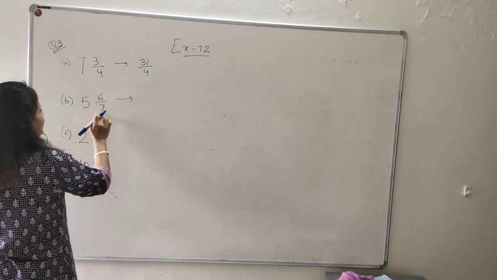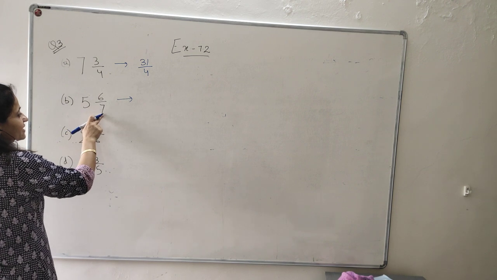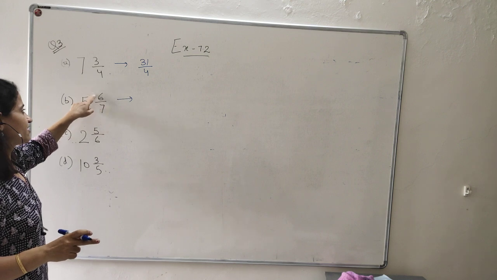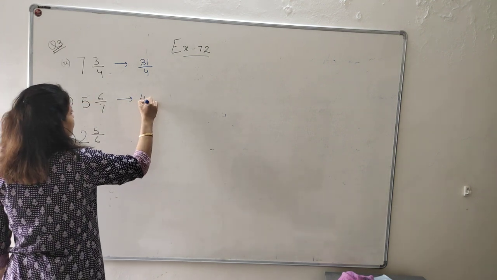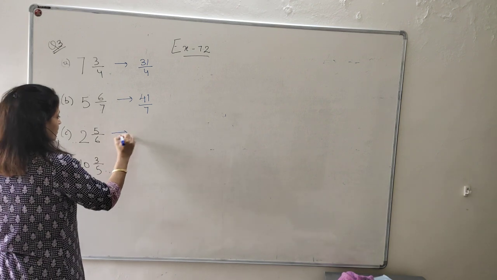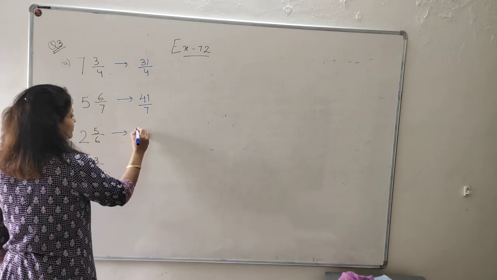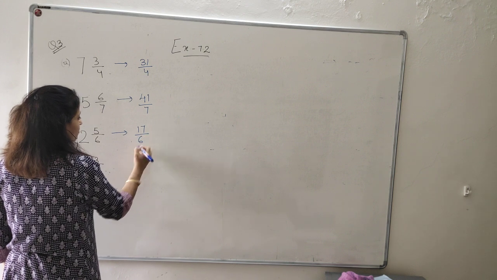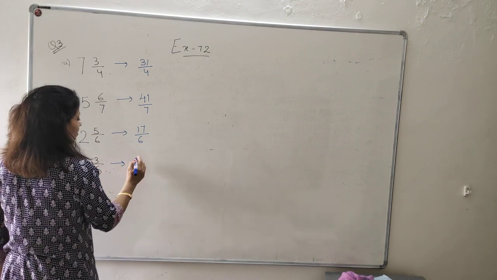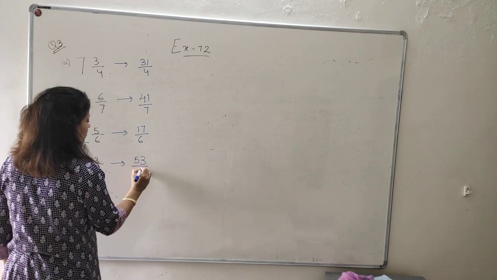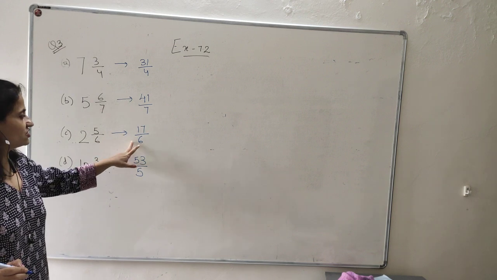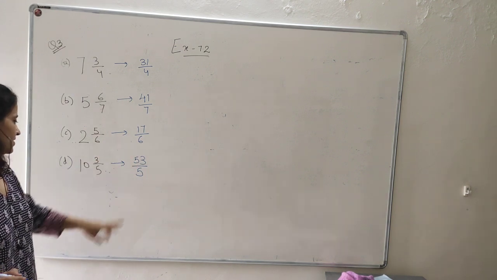Here, 5 sevens are, multiply the whole number and the denominator. 5 sevens are 35. 35 plus 6, 41. So the answer is 41 upon 7. 2 sixes are 12. 12 plus 5, 17 upon 6. 10 fives are 50. 50 plus 3, 53 upon 5. You will repeat the denominator. Whatever the denominator is in the question, the answer will have the same denominator.